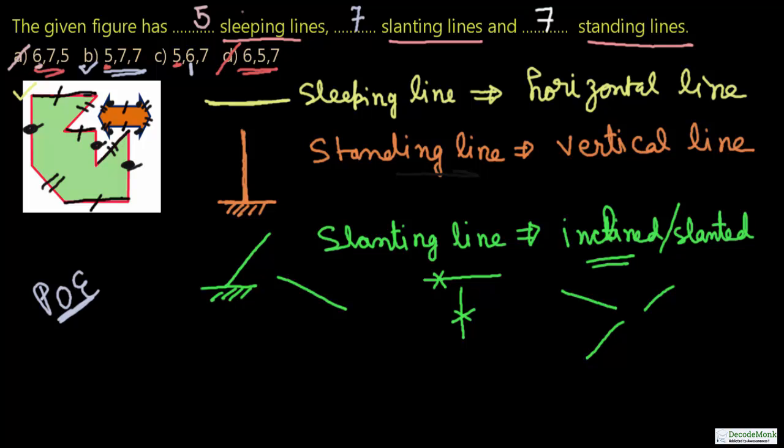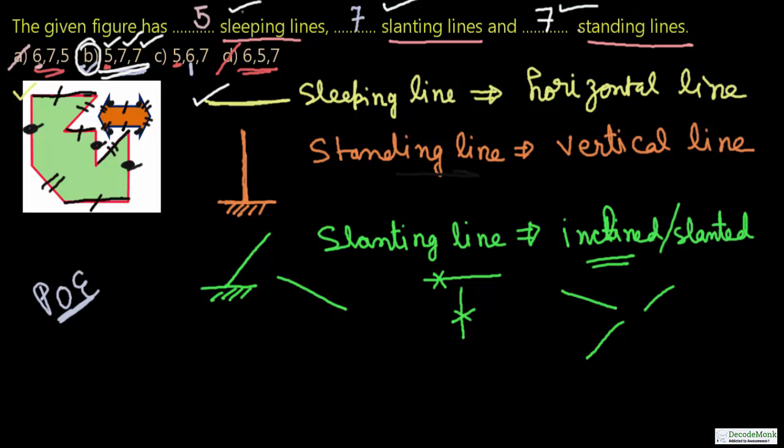There are 5 sleeping lines, 7 slanting lines and 7 standing lines. So the only option which fits is option B, 5, 7, 7. So option B is the right answer. I hope you got the point I needed to tell you. Again, let me revise what I have told you.